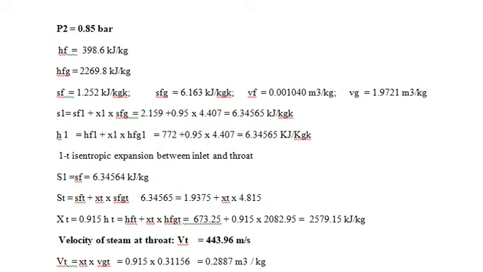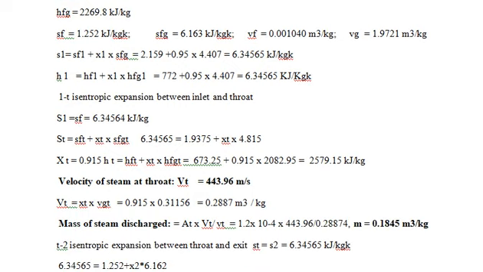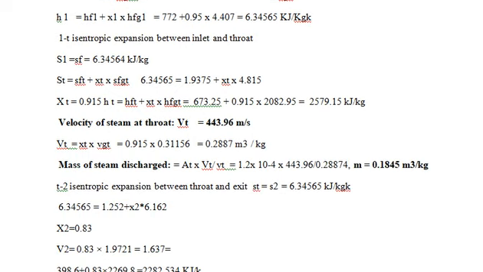Then you find out hft plus xt hfgt. You get the enthalpy value at the throat section, 2579.15 kilojoule per kg. Then you find the velocity of steam at the throat section: Vt you get 443.96 meter per second. Then vt equal to xt into vgt, 0.915 into 0.31556, you will get 0.2887 meter cube per kg.